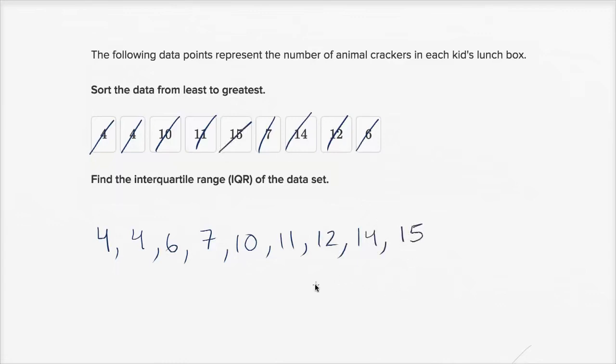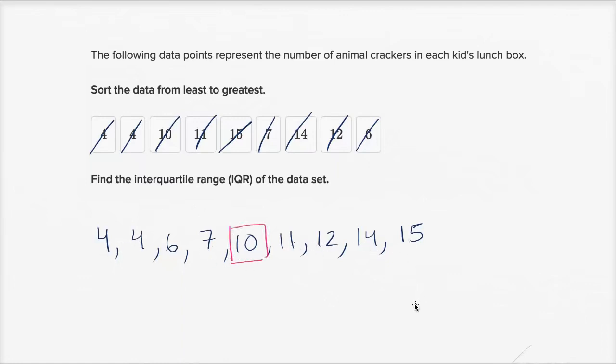So the first thing we want to do is figure out the median here. The median's the middle number. I have 1, 2, 3, 4, 5, 6, 7, 8, 9 numbers. So there's going to be just one middle number. I have an odd number of numbers here. And it's going to be the number that has 4 to the left and 4 to the right. And that middle number, the median, is going to be 10. Notice I have 4 to the left and 4 to the right.